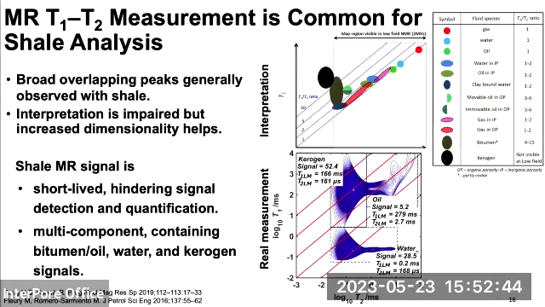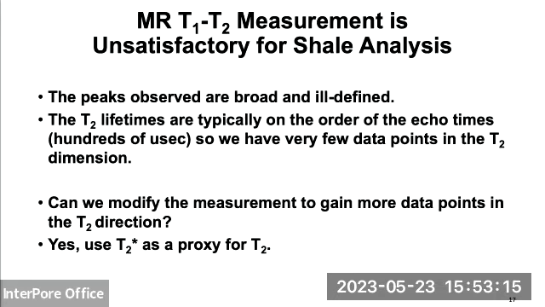Now, the essential problem is we do have a lot of components and the T2 lifetimes are very short. So the horizontal scale is a log scale. So you can see we have very short-lived lifetimes and we're trying to measure the transverse decay with echo times, which are similar to the lifetime. We just don't have very many data points in order to try and characterize the decay. So let me repeat that. The T2 lifetimes observed are on the order of the echo time, so we just don't have very many data points in these systems.